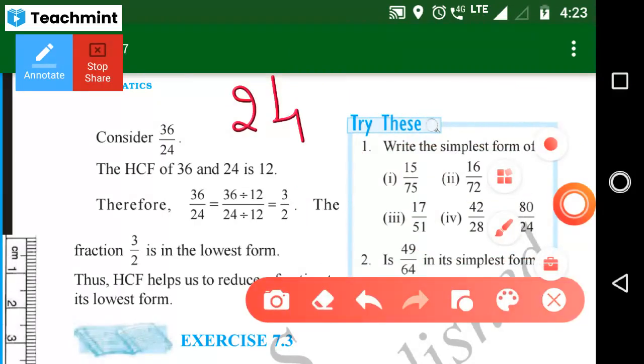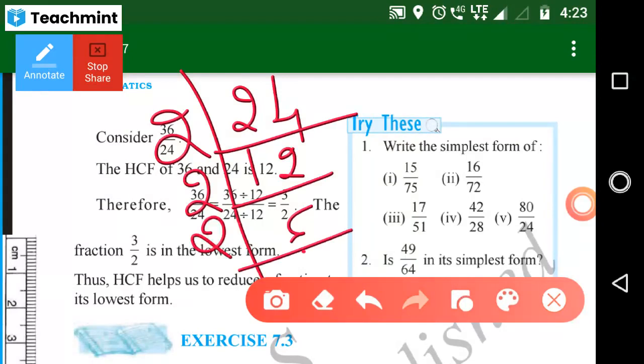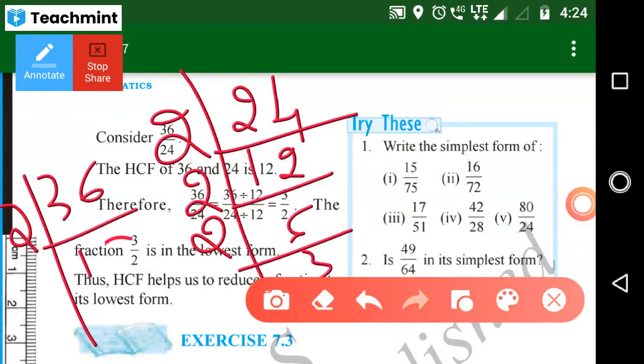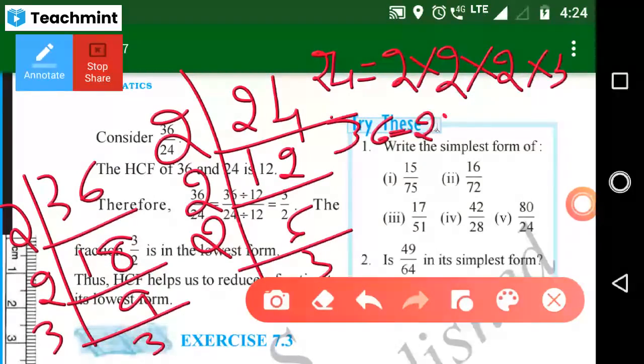Listen carefully. 24 you can write as 2 ones are, 2 twos are, 2 sixes are, then 2 threes are. Then 36 also in the same method: 2 ones are, 2 eights are, then 2 nines are, then 3 threes are. Write down here 24 as 2 into 2 into 2 into 3. Then 36 you can write as 2 into 2 into 3 into 3.